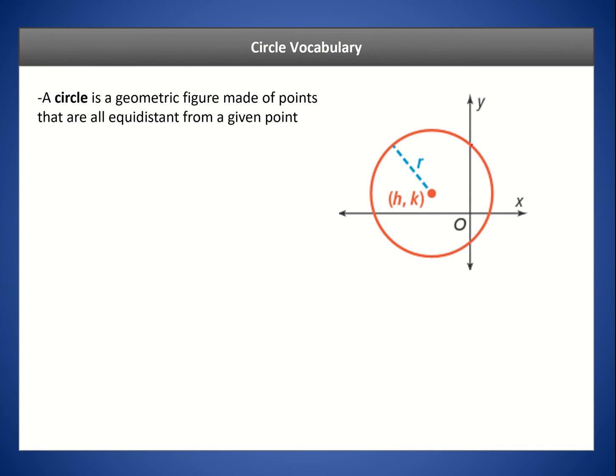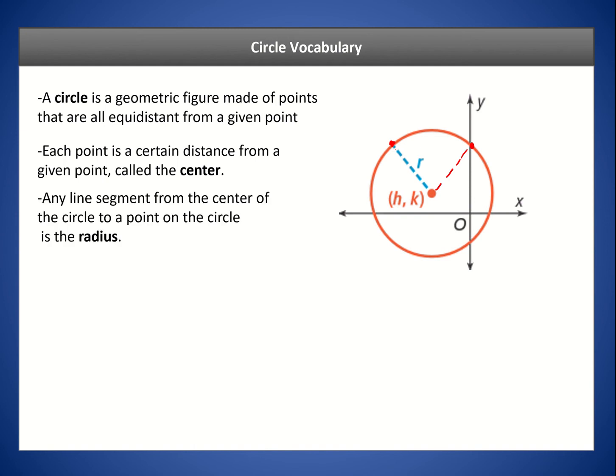So for example, take this point on the circle. It's the same distance from the middle or the center of the circle as this point is to the center. So they're all the same distance, and that's what makes it a circle. Now the center is essentially that middle part of the circle where it's the same distance from each point. So each point is a certain distance from a certain point, which we call the center, and this line that I just drew in red and in blue is known as the radius.